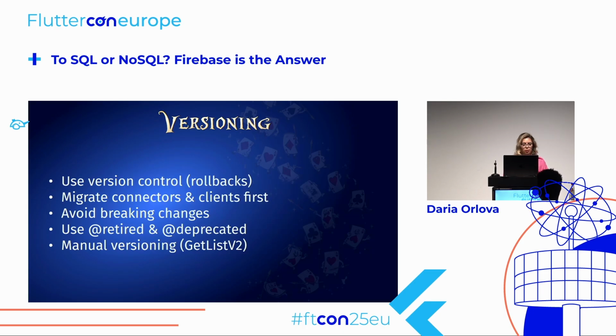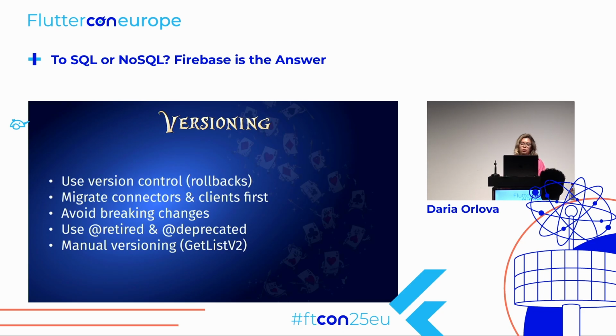A couple of things about versioning: to be able to do rollbacks, and in general, it's good to use version control for your DataConnect schema, and also only one version can exist at the same time. So be careful with that. The approach to migration should be migrating the connectors and clients first, and then when everyone's migrated, for example with a force update mechanism on your client side, only after that migrate the server, because otherwise you might break the existing clients. Avoid breaking changes if possible.